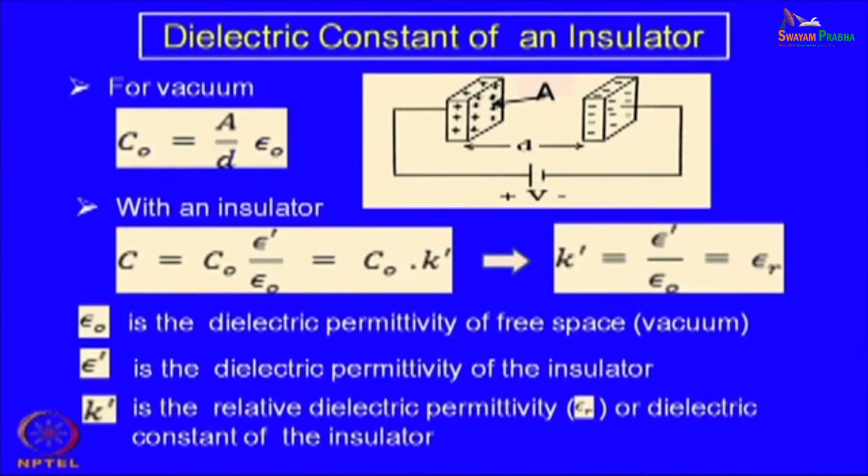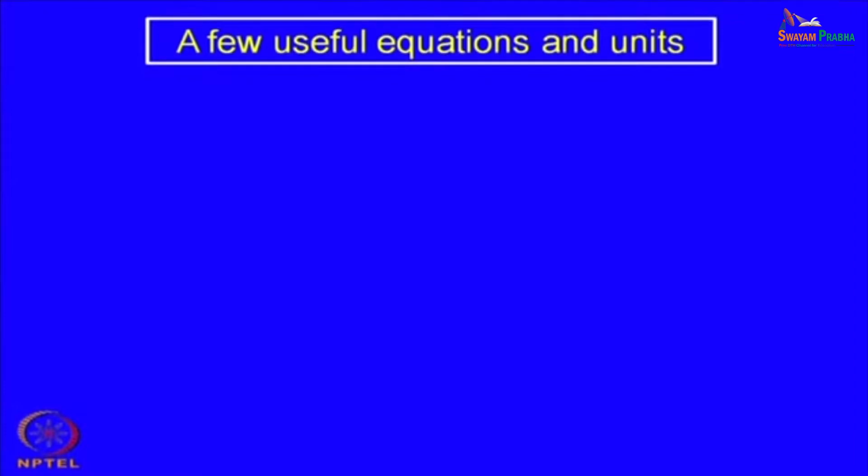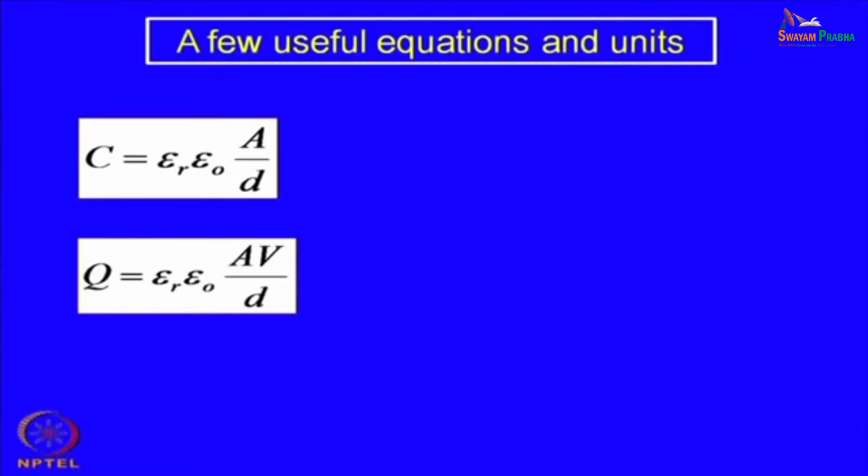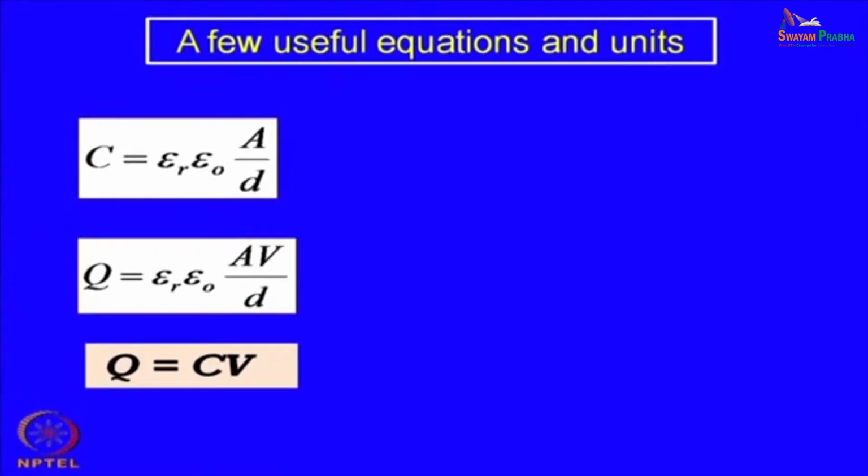These are just the definitions of the different parameters used here. Epsilon 0 is the dielectric permittivity of free space, vacuum. Epsilon prime is the dielectric permittivity of the insulator, and K prime is the relative permittivity, or the dielectric constant of the insulator. So, it is also the same as epsilon r. K prime and epsilon r are actually the same quantity, they have been used in different contexts. A few important equations once again, and some of the units.